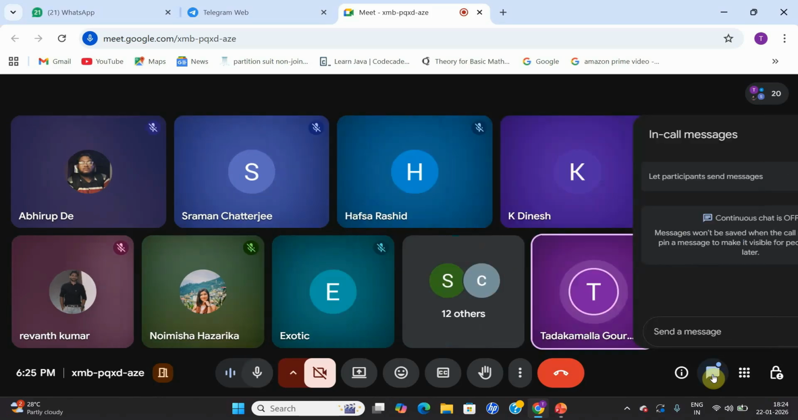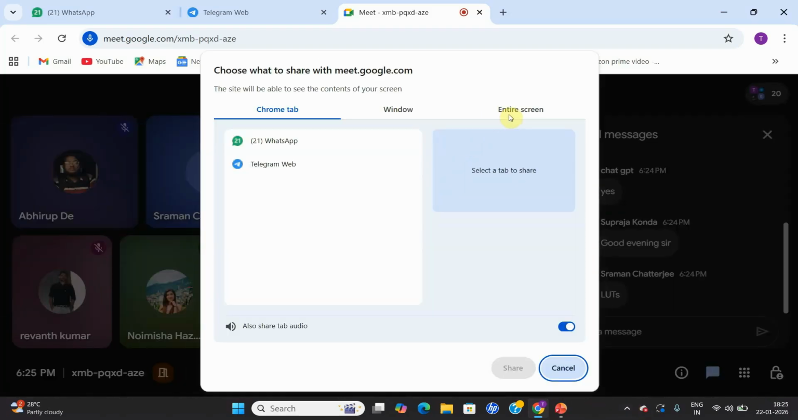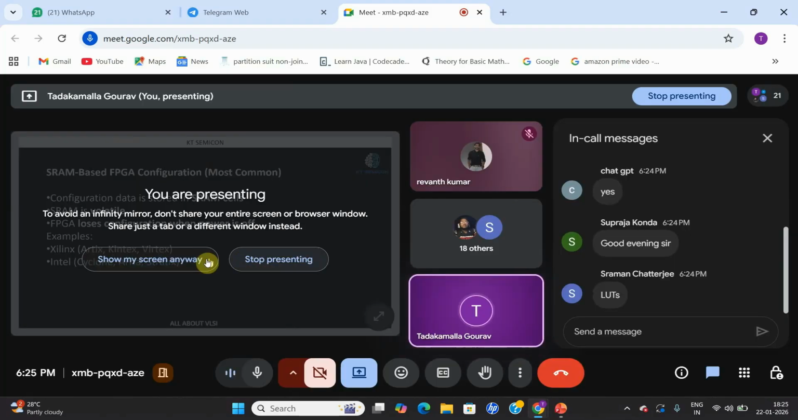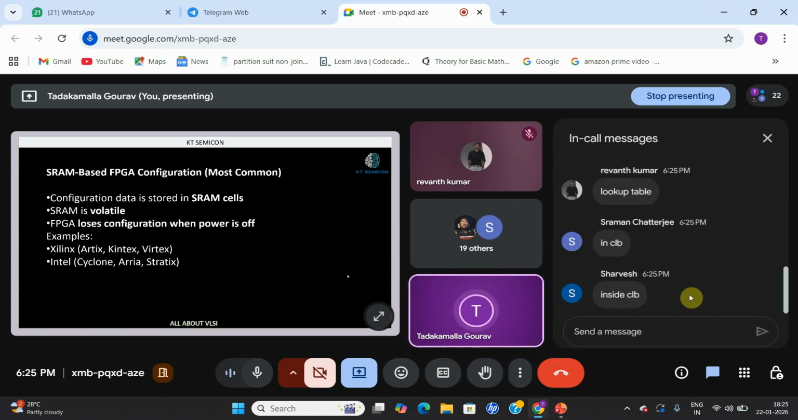LUTs, exactly. So what is present inside an FPGA? What makes our FPGA configurable? The major reason for the configurability of FPGA that we discussed in our previous session. Exactly. What is the full form of LUT? Lookup tables. Exactly. So where exactly are these lookup tables present? Inside CLBs. CLBs are nothing but configurable logic blocks, or you can also call them logic elements.